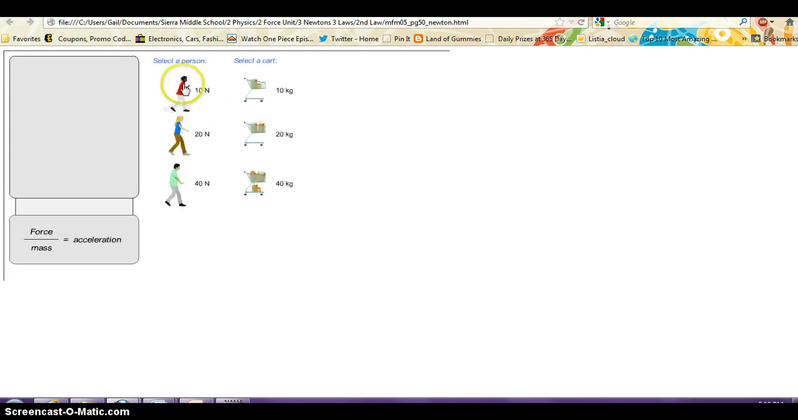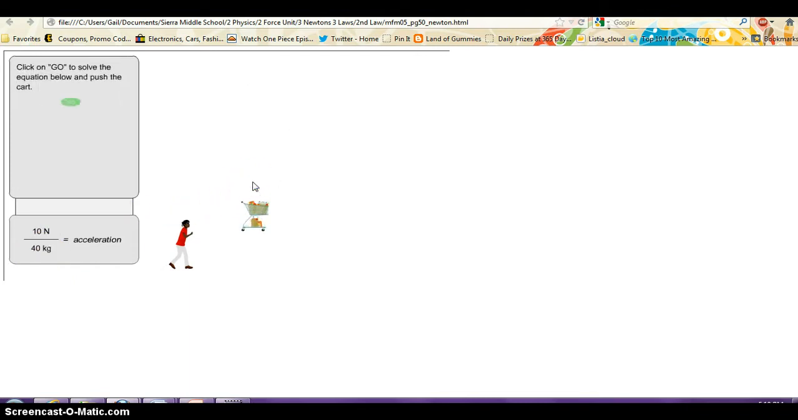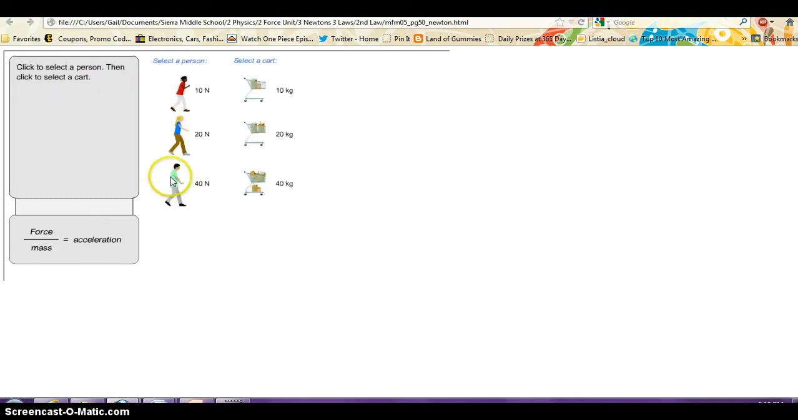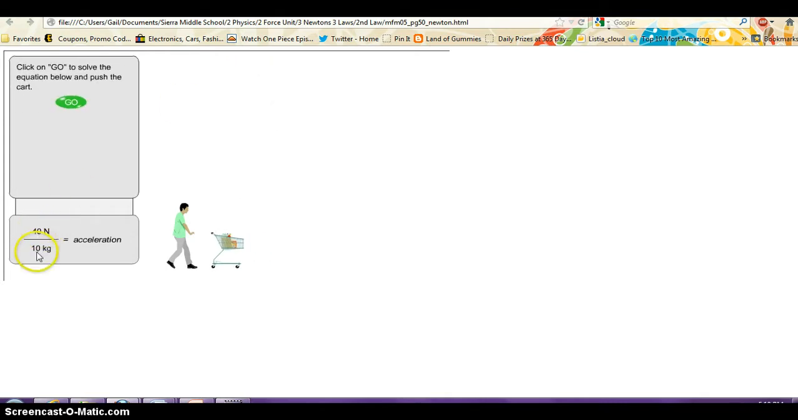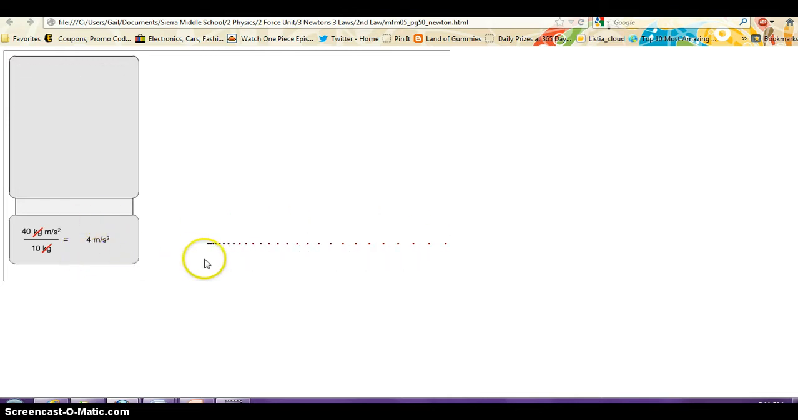Okay? But you can try giving her a heavier shopping cart, so 10 newtons, and a mass of a heavier shopping cart. And if you click go, 10 divided by 40 gives you 0.25 meters per second squared. She's accelerating much slower, right? An example could be the strongest person here pushing the lightest shopping cart. What do you think is going to happen? Right, 40 divided by 10 is going to give you 4 meters per second squared, and whoa, there he goes.